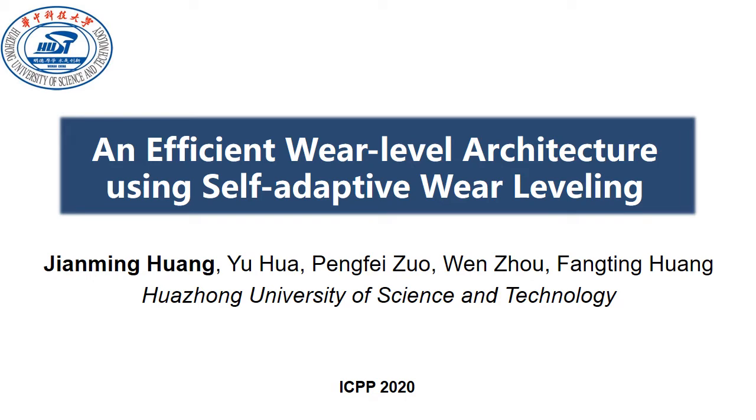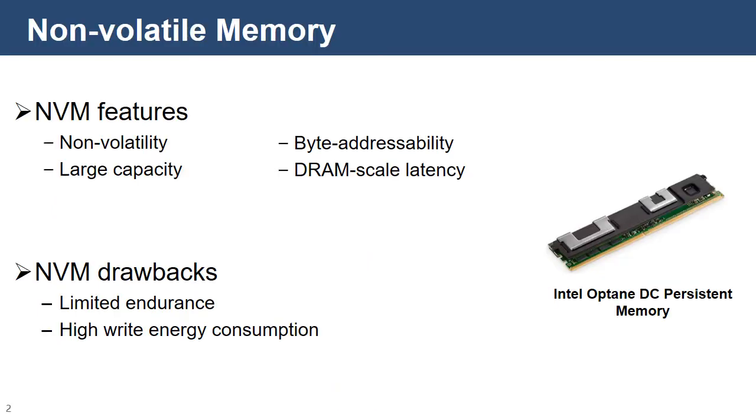Today, I will present a self-adaptive wear-leveling scheme for MLC NVM. Intel has introduced their non-volatile storage product, the Optane DC persistent memory. Non-volatile memory has attracted attention due to its salient features of non-volatility, better addressability, large capacity, and DRAM-like latency. However, NVM also suffers from drawbacks of limited endurance and high write energy consumption.